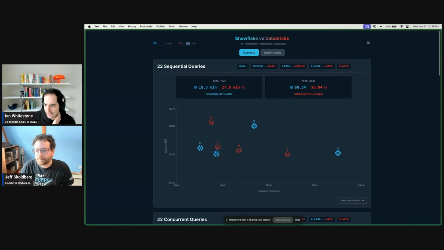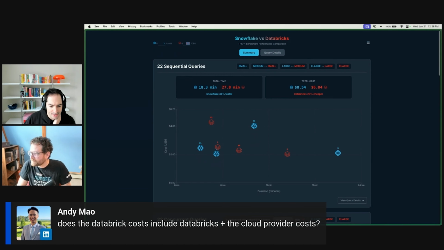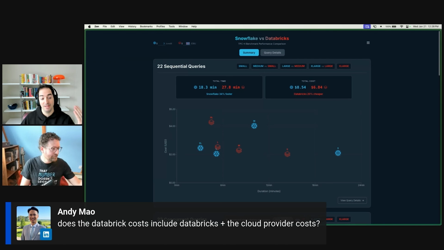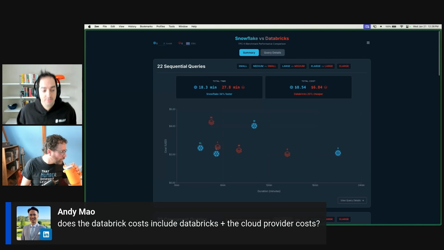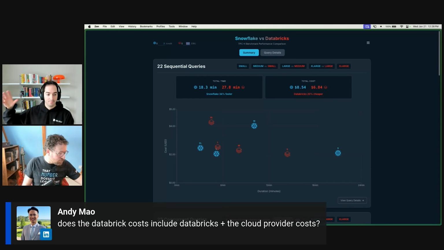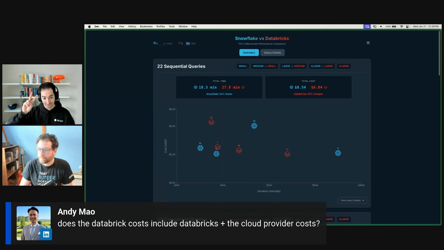I'm going to ask a great question from Andy here. Andy asked, does the Databricks cost include Databricks and the cloud provider costs? For some background, for a bunch of Databricks services, especially when you're spinning up Spark clusters, they will go and spin up compute resources in your cloud, i.e., in your AWS account. And then you're dinged with two parts of your bill. You have the Databricks costs, and then you have your underlying cloud costs. So that's the background on why Andy's asking this question.